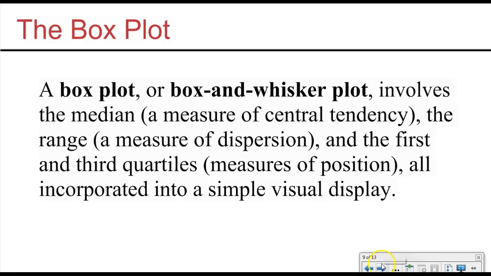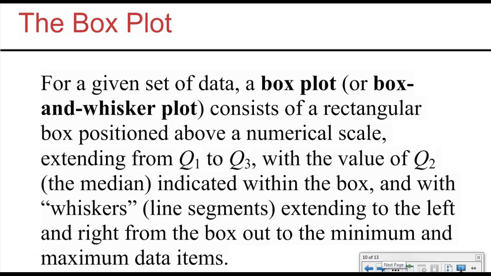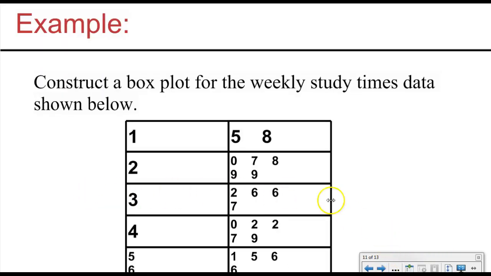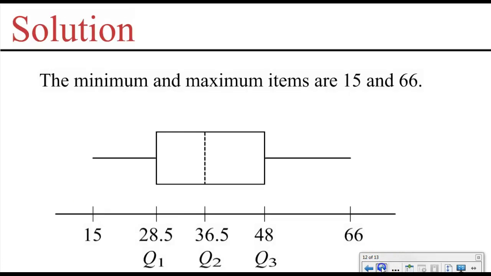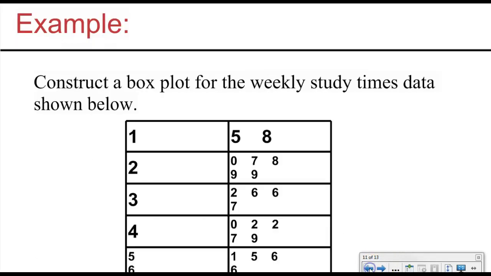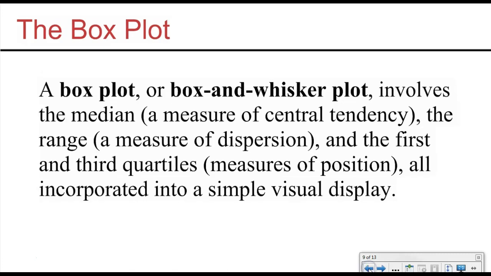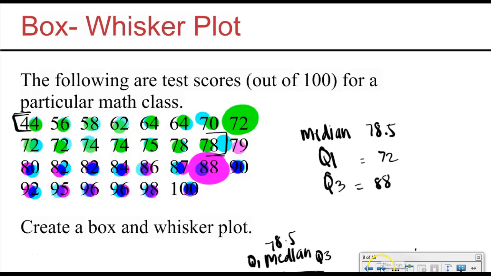So a box plot involves the median, range, first and third quartiles. We already talked about that. This goes more in detail about what we're doing, what it looks like. Okay, so this doesn't have the outliers on here. So I'm going to go ahead and skip those for now, and I'll post a second video that shows just how to find outliers. Actually, we can do it right now.